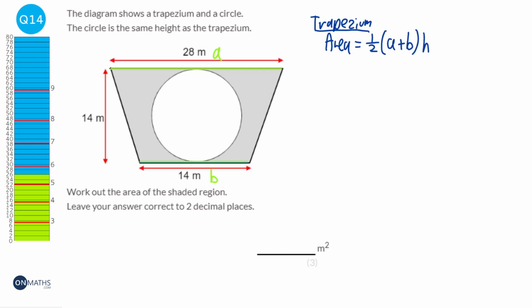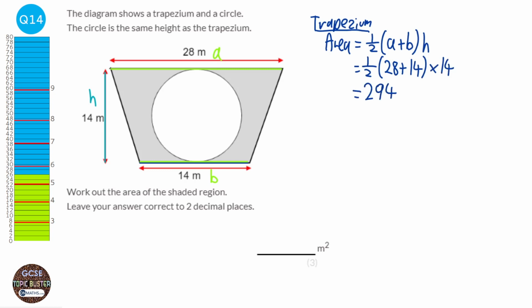And then the h is the perpendicular distance between them. So perpendicular means it hits it at right angles, so that's what we've got here. So the area would be half times A, which is 28, plus B, which is 14, times the height, which is 14. And so that would be 294.